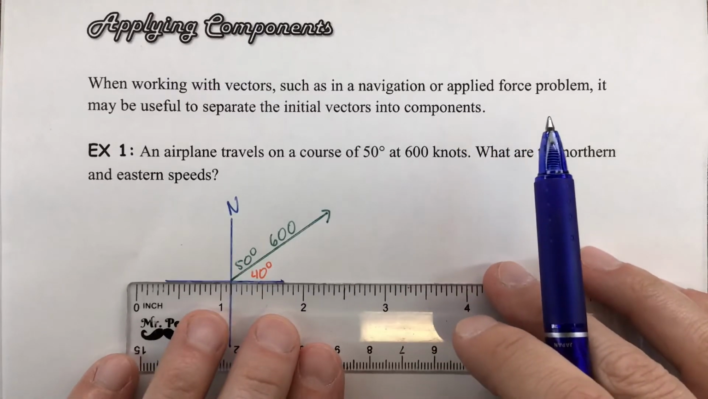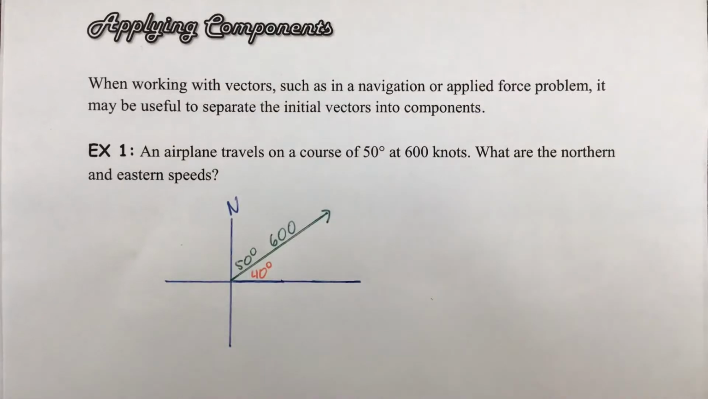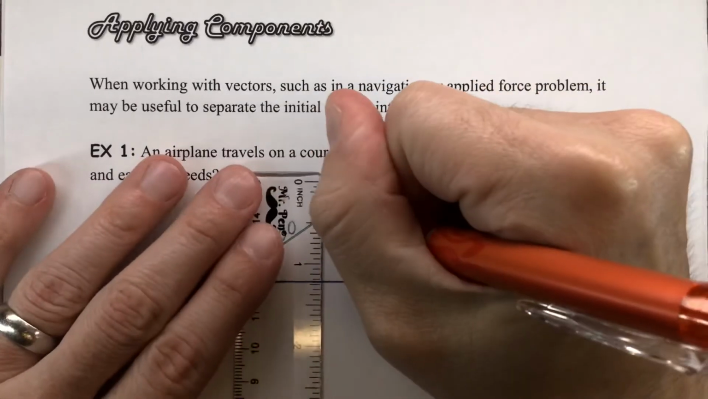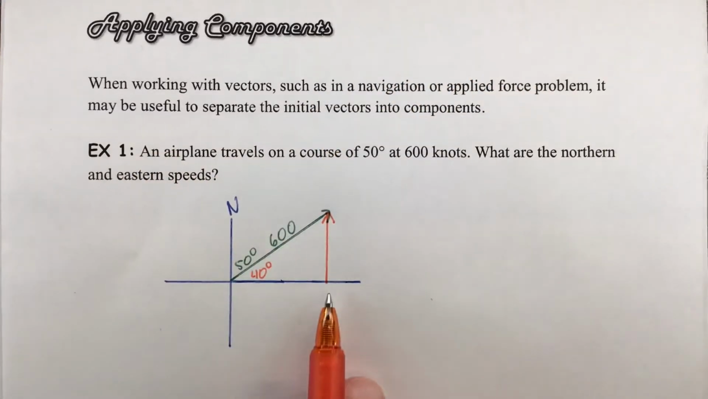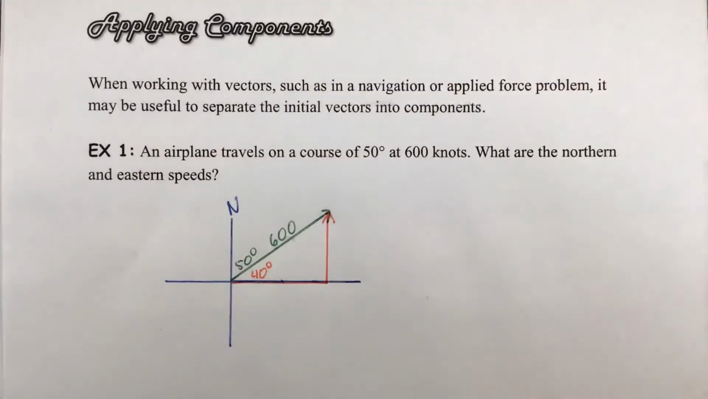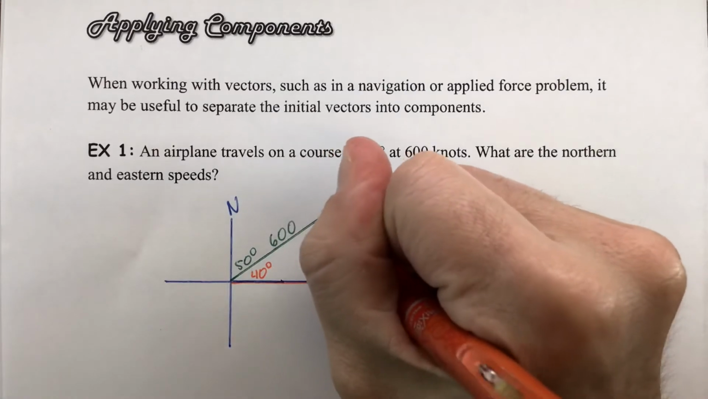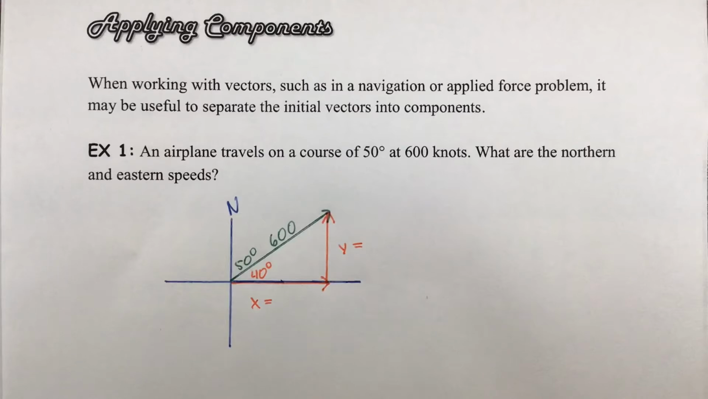To do that, what I'm going to do is first extend that out just so I have a nice horizontal, and then I'm going to build a right triangle. So that this vector here is going to represent that northern speed. This vector is going to represent that eastern speed that you'd have here. In a sense, what we're trying to figure out is what would be the y component, what would be the x component.